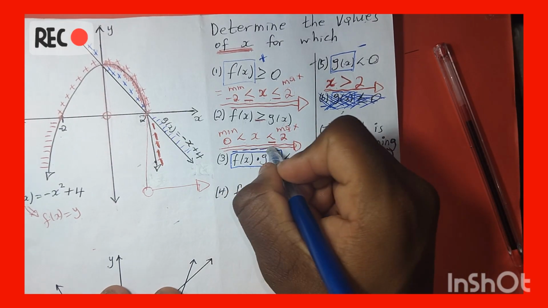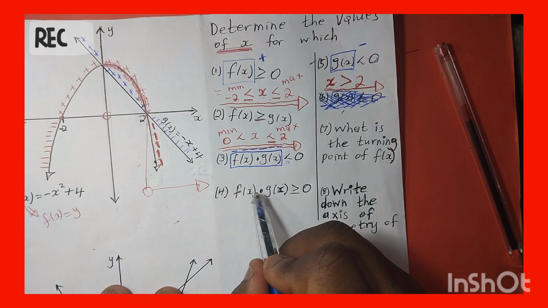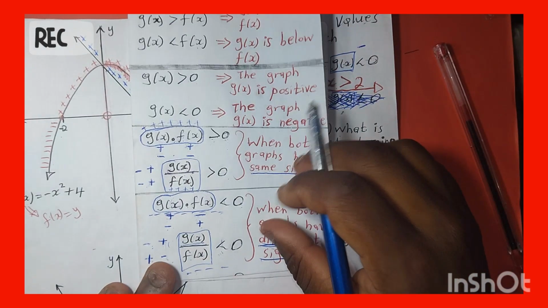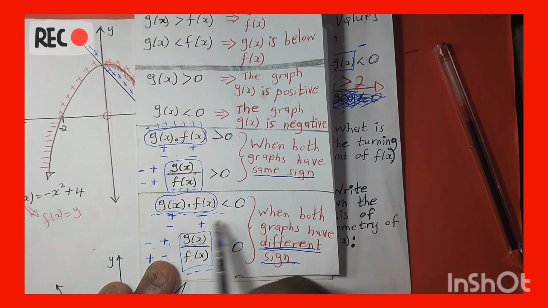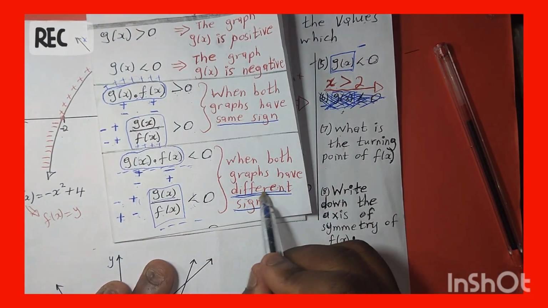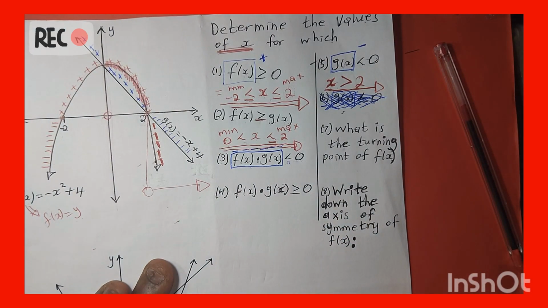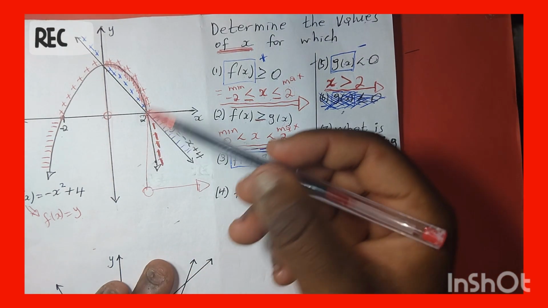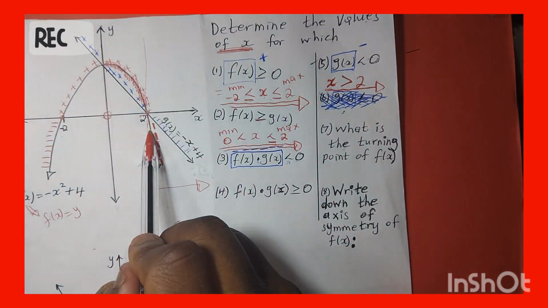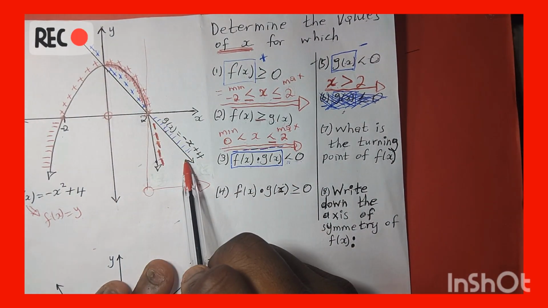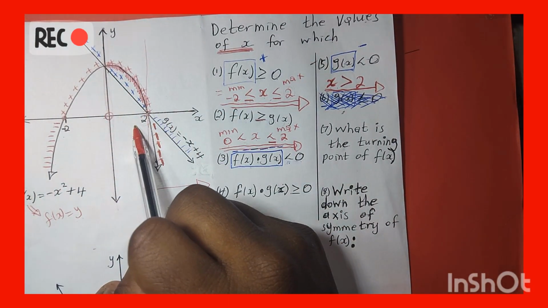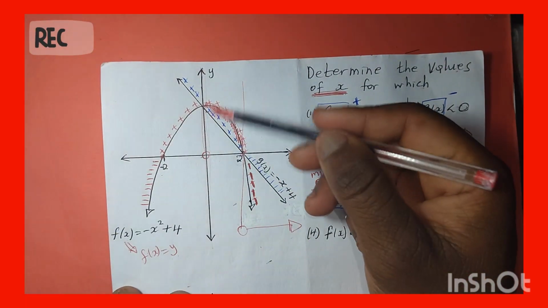Something that is less than 0, guys, is something that is negative. And in order for these two graphs to be negative when you multiply them, they should have different signs. Remember, when I told you that when you multiply two graphs and they are less than 0, it means they have different signs. So let's check where both graphs have different signs. Starting from this point here, these two graphs still have the same sign. Even here from 0, they still have the same sign. Do you see this thing?